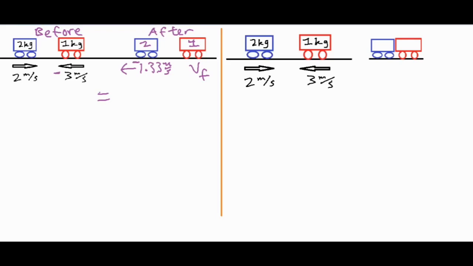Now, what we're going to do is set up the mass times velocity for each of the objects before and after the collision and see what we get for the final velocity for the 1 kilogram cart.